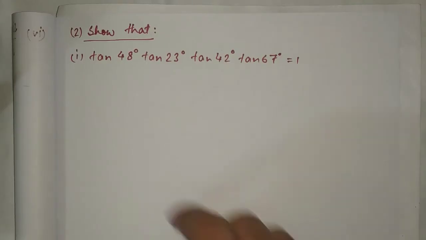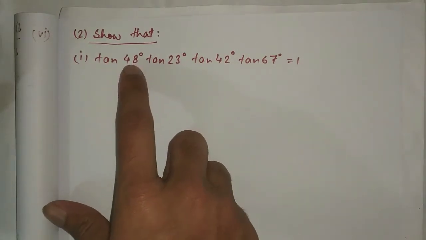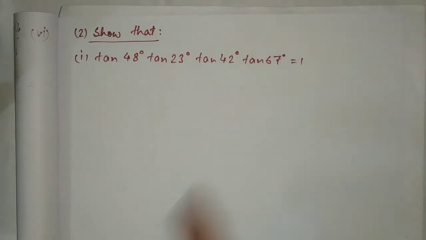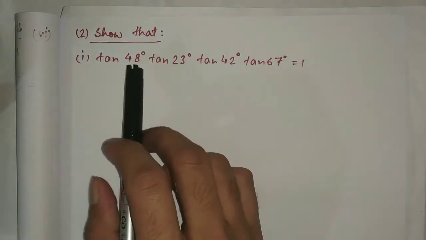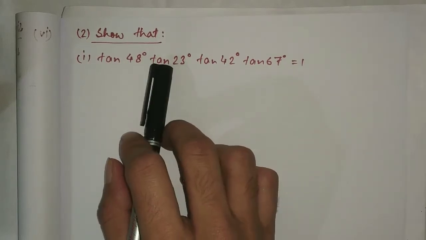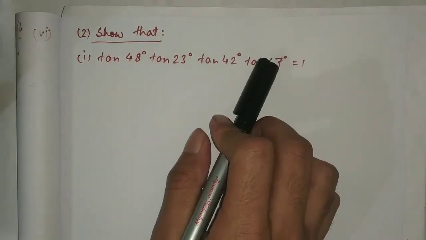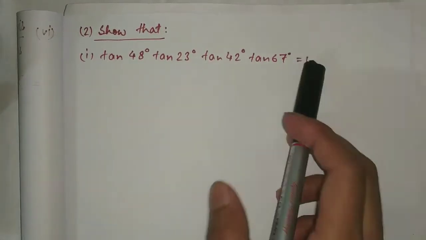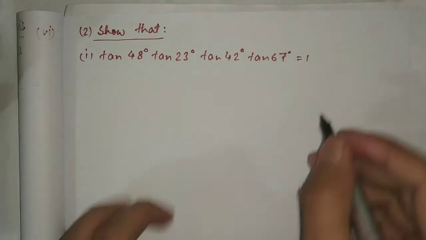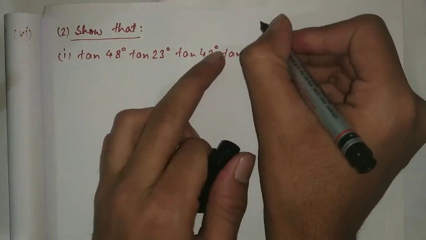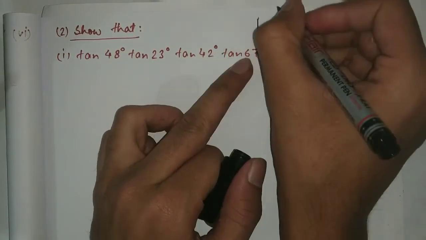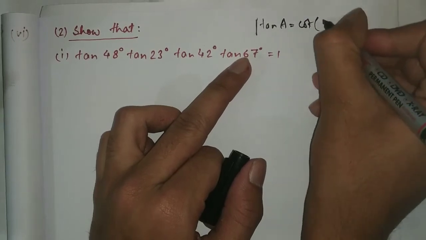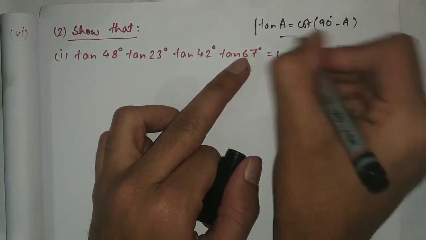Now the next problem. Here it is required to show that tan 48 into tan 23 into tan 42 into tan 67 is equal to 1. So what we do is we either convert this to tan in terms of cot, or this to tan in terms of cot, and we see that they all get cancelled out with each other and we remain with 1. So we use here the formula which I have taught you before, that tan of A is equal to cot of 90 minus A.